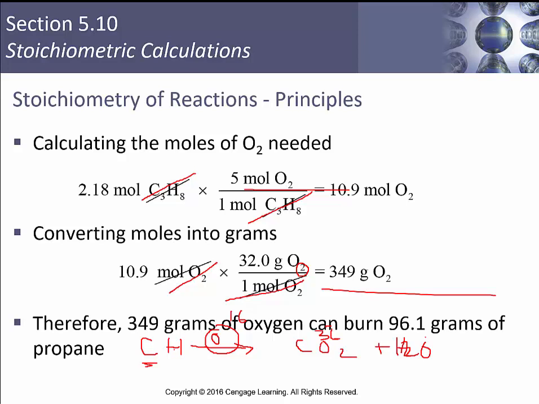So the amount of stuff that is coming out of the tailpipe of your car in terms of mass of CO2 is pretty big because these oxygens are heavy and you're pulling in 2 of them. So you're going to need 349 grams of oxygen to burn your 96.1 grams of propane. You're pulling a lot more oxygen from the atmosphere during this process than you think you might be.